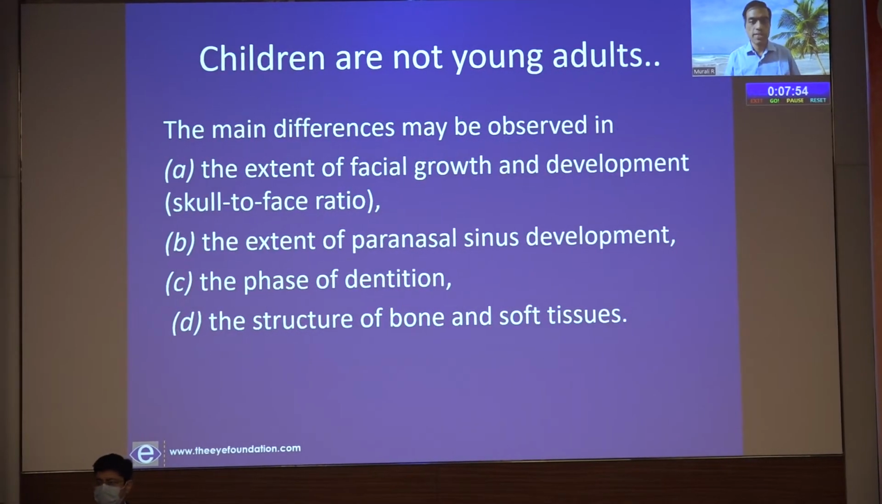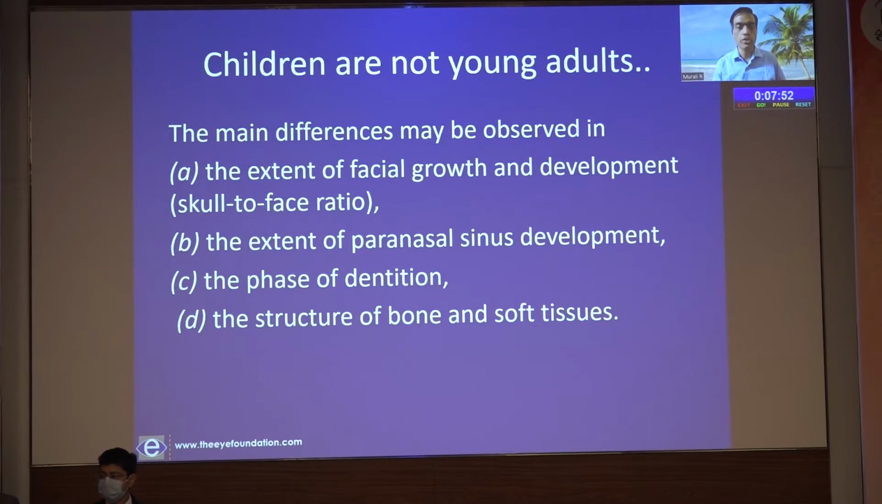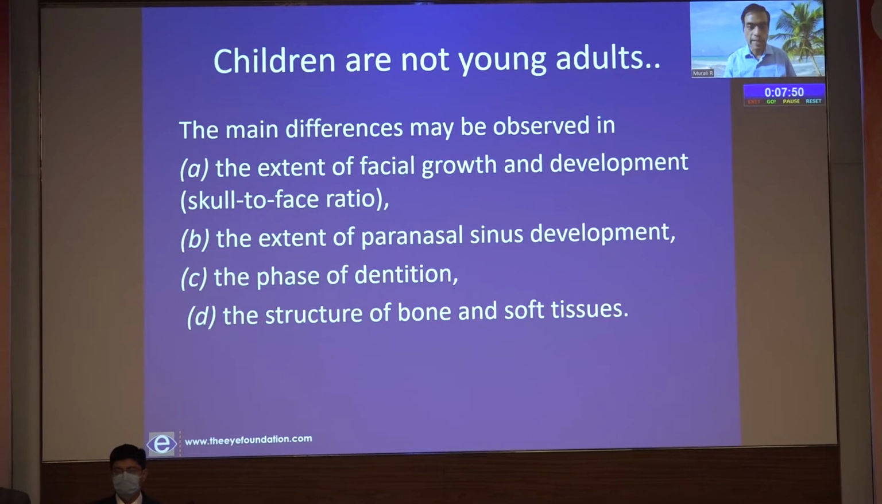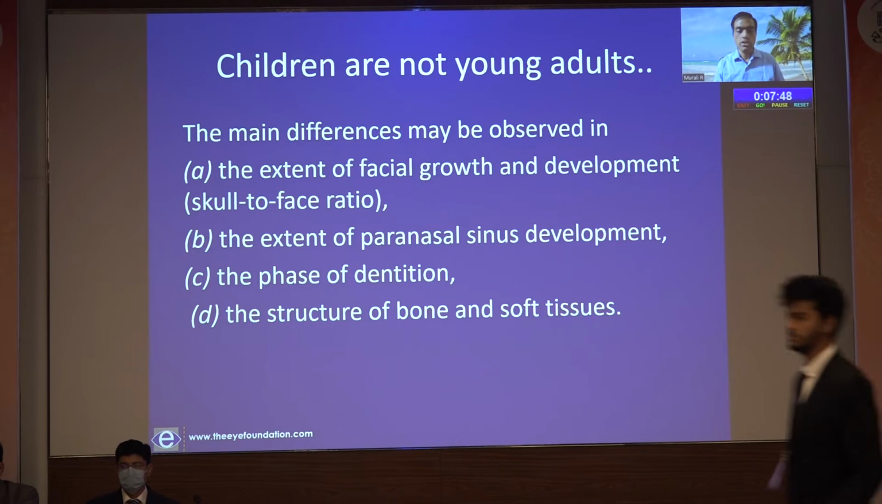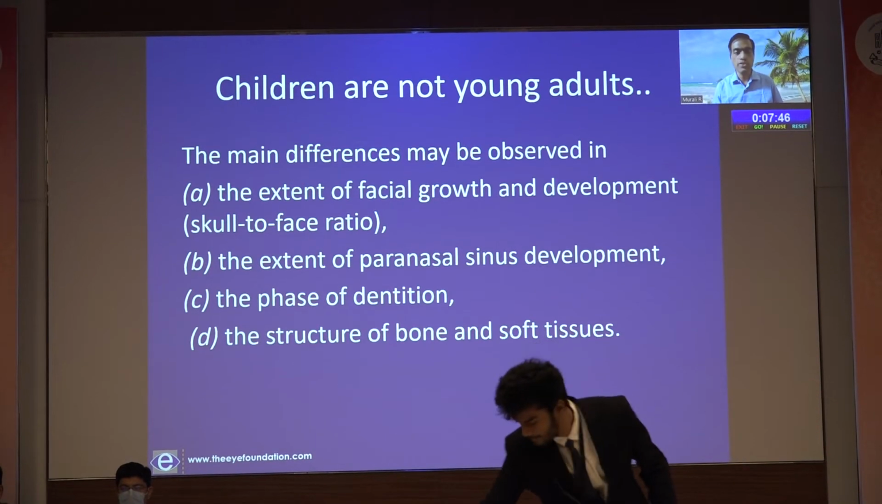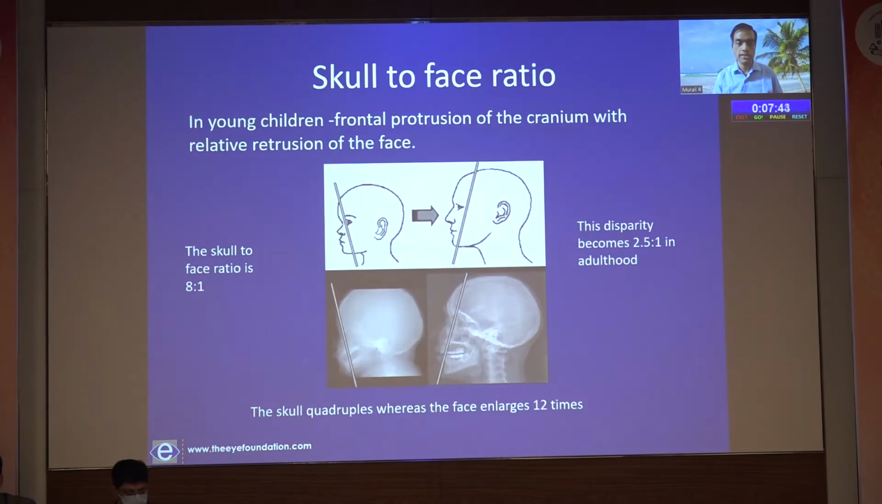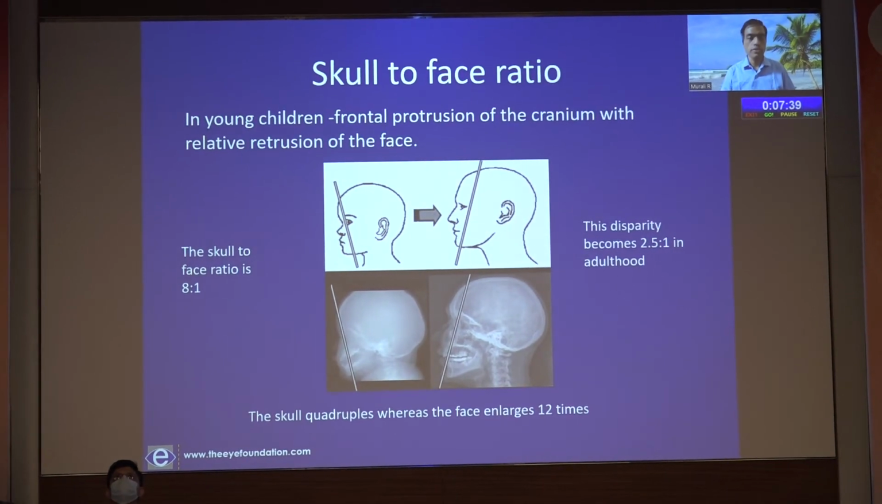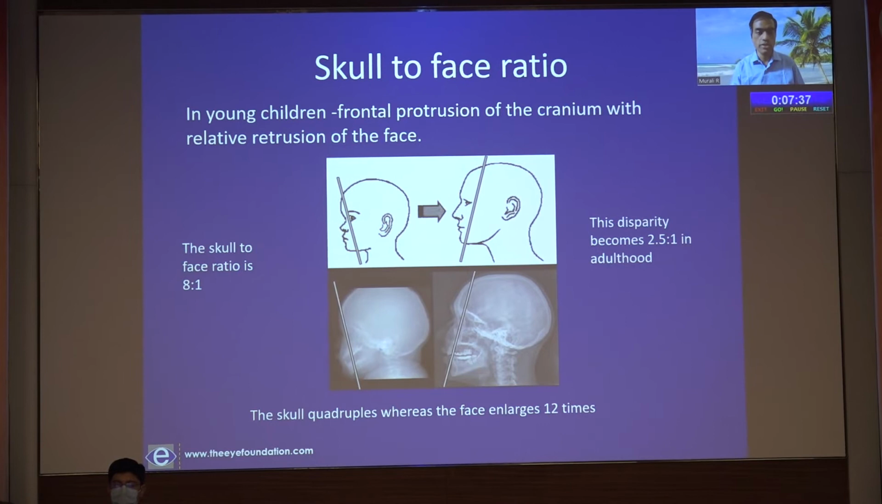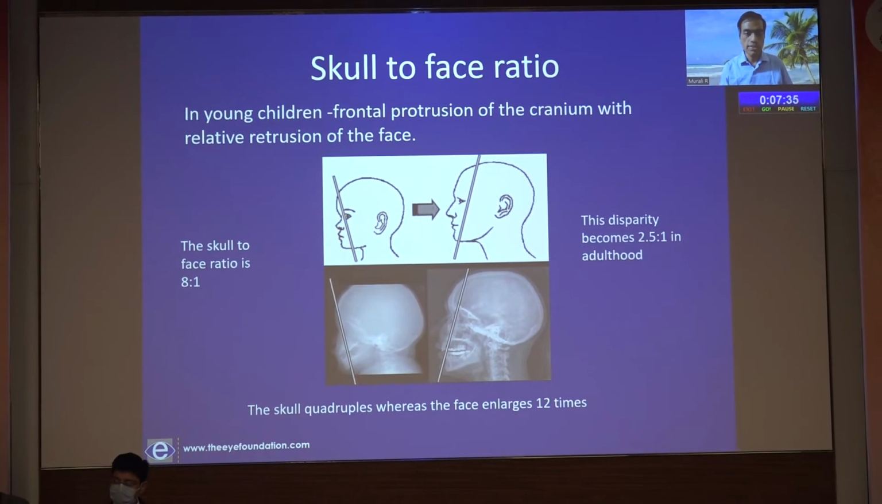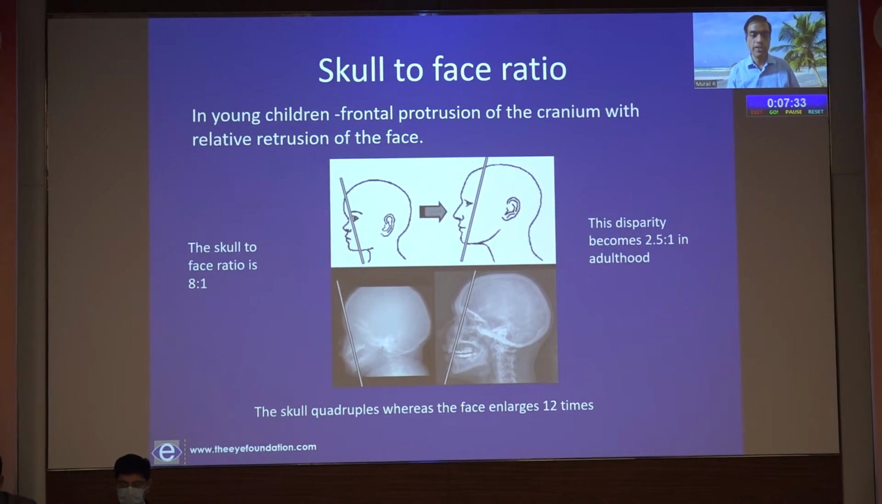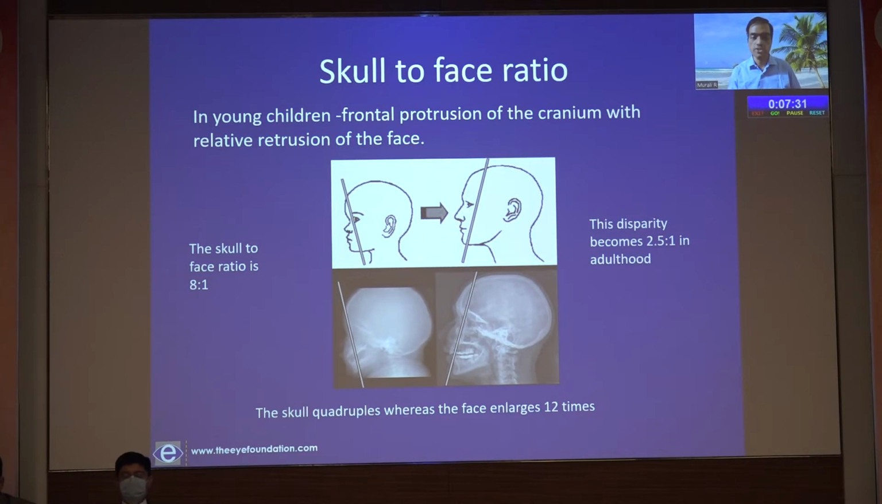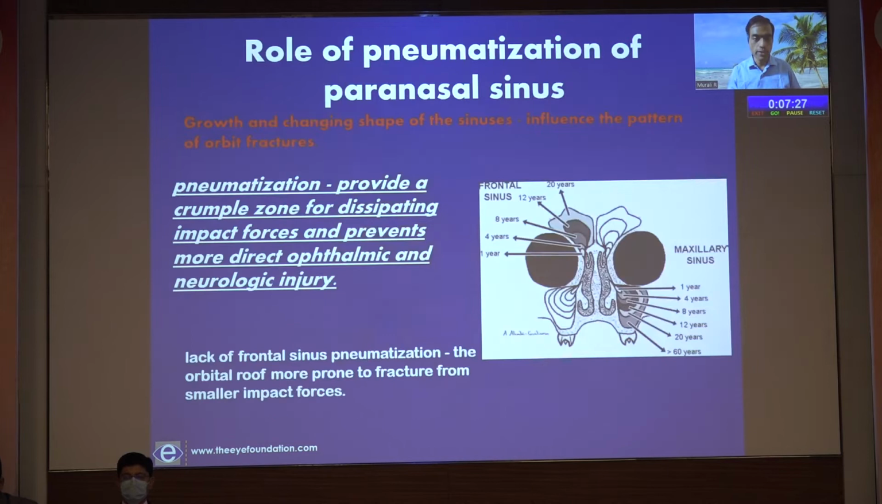The differences are because of difference in extent of facial growth and development, the extent of paranasal sinus pneumatization, dentition, and the structure of bone and soft tissues is not the same as in adults. In children, the skull to face ratio is 8:1. Note the frontal prominence in children. So the incidence of orbital roof fracture and forehead fractures is more common than blowout fractures in children. In adults, this disparity becomes 2.5:1.